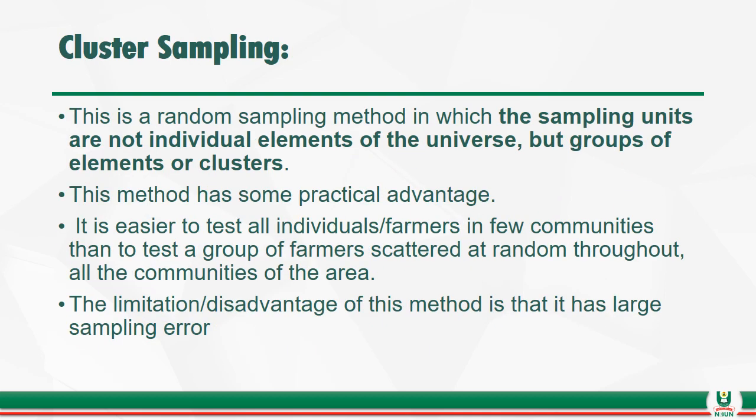Then we go to cluster sampling. This is a random sampling method in which the sampling units are not individual elements of the universe, but groups of elements or clusters. This method has some practical advantage. It is easier to test all individuals or farmers in a few communities than to test a group of farmers scattered at random throughout all the communities of the area. The limitation or disadvantage is that this method has a large sampling error.